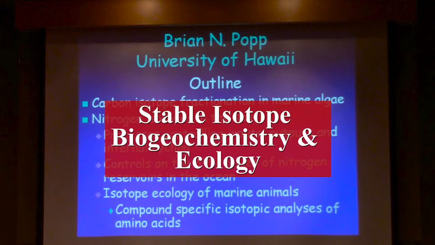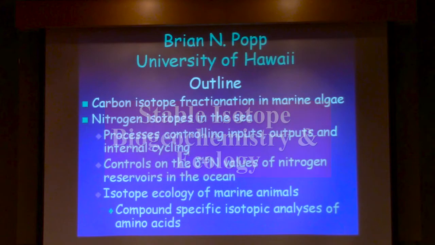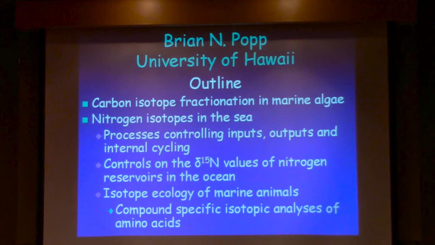What we're going to do today is talk about carbon and nitrogen in the ocean. I'm going to focus on modern processes and how they may relate to understanding the geologic record. I'll touch upon that a little bit, but mainly the focus is on modern processes. We'll start off with carbon, and we'll start off at the base of the food web.